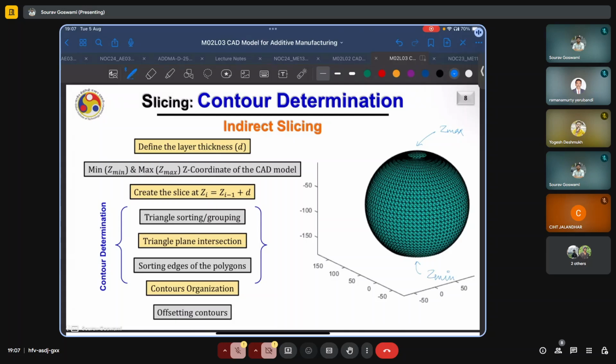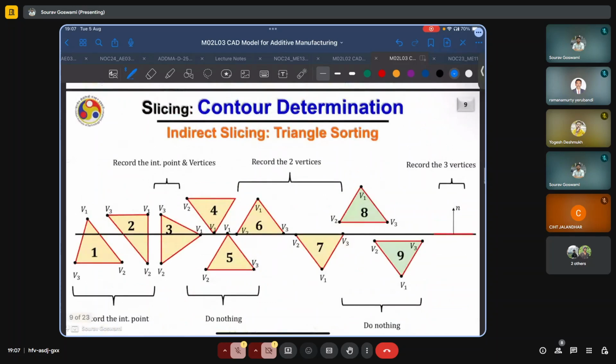And then what we do is we distribute this height difference Z max minus Z min into many layers, each of height D. So starting from the bottom, we will move up by a height equal to D to end up with the next layer and continue this till we reach Z max. Once this layering is done, we'll work out the intersection points and then we'll have triangle sorting and grouping, triangle plane intersections and sorting the edges of the polygons.